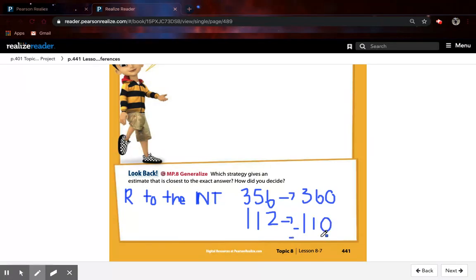Which gives me 0, 5, 2, 250 as my answer. And I rounded to the nearest 10 for this, again, because when rounding to the nearest 10, my rounded numbers are closer to the actual numbers I use to get an exact answer. So 360 is very close to 356, and 110 is very close to 112.